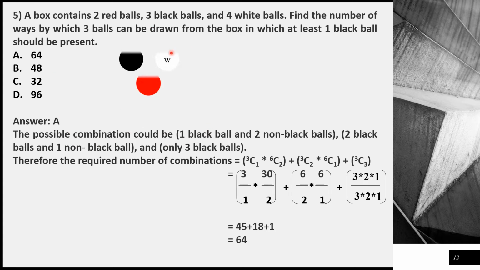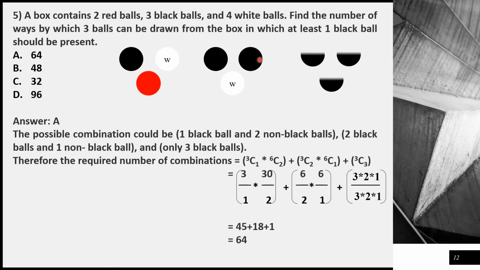So I'll explain the possible combinations. Here three balls are drawn, in which one black ball is compulsorily present and two balls are non-black, either white or red. Again, the second combination is two black balls and one white or red ball, in which one black ball is compulsorily present. Another combination is where all three balls drawn are black. So all these combinations are present.